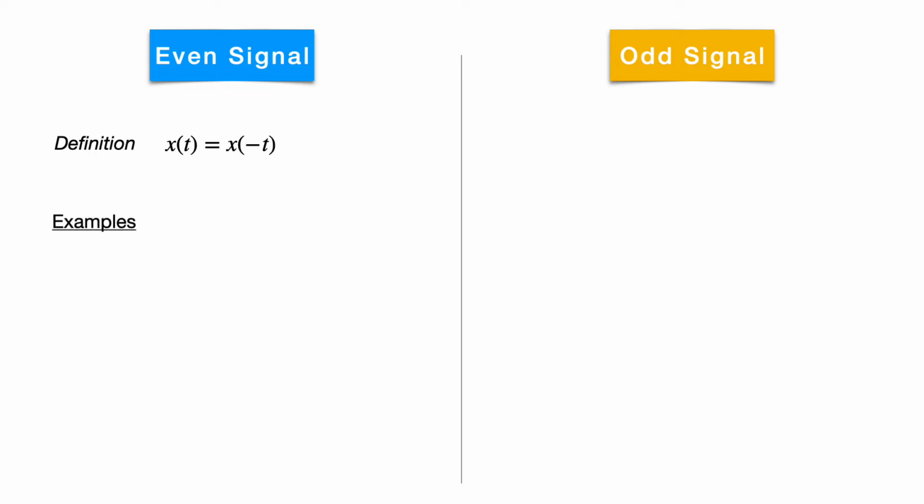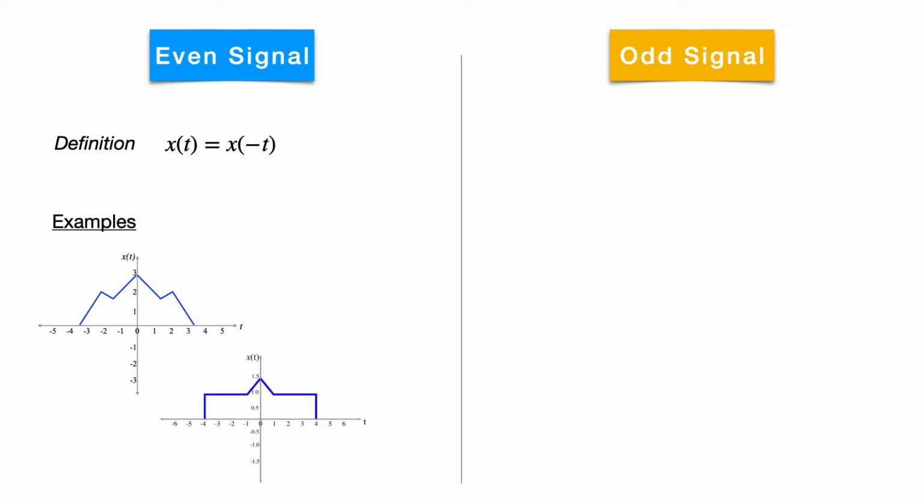For example, this signal, if we reflect it on the time axis or we flip it, it will still look the same. You see, we flipped it from the positive side to the left to the negative side on the time axis, but still it looks the same. So it is called an even signal. This is another example of an even signal.